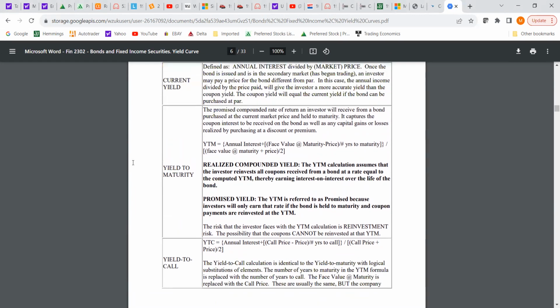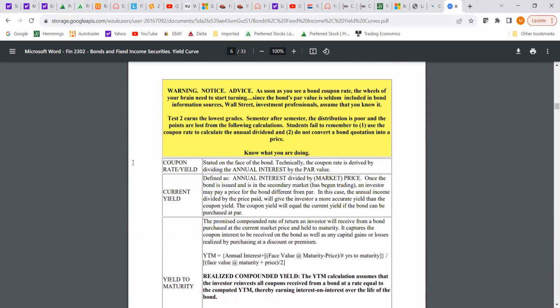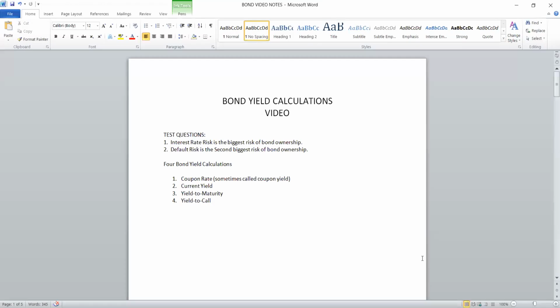So I've got the formulas here, and I'm going to switch back to the Microsoft Word. Okay, so we can get started on this. All right, so same thing here: coupon rate or yield, current yield, yield to maturity, yield to call.